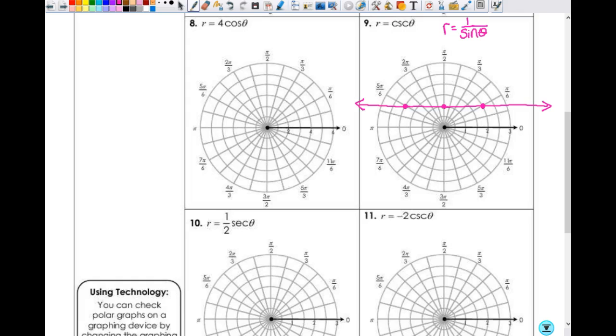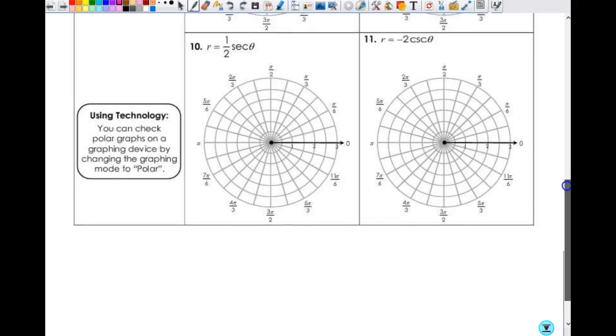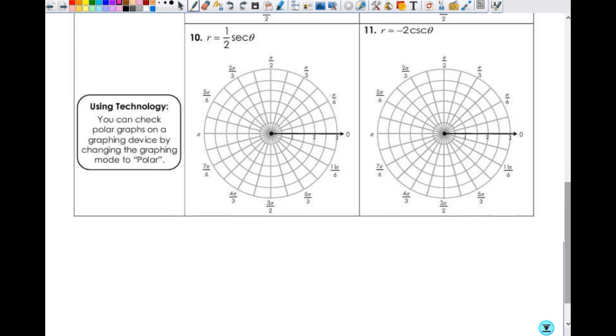So let's do number 10 together. I've got 1/2 times secant theta. So that means r is equal to 1/2 times 1 over cosine of theta. Don't even try and multiply them together. Just do the cosine and find the reciprocal and then multiply by 1/2. So what's the cosine of 0? 1. What's the reciprocal of 1? 1. So 1 times 1/2 is 1/2. So at 0, I'm at 1/2.